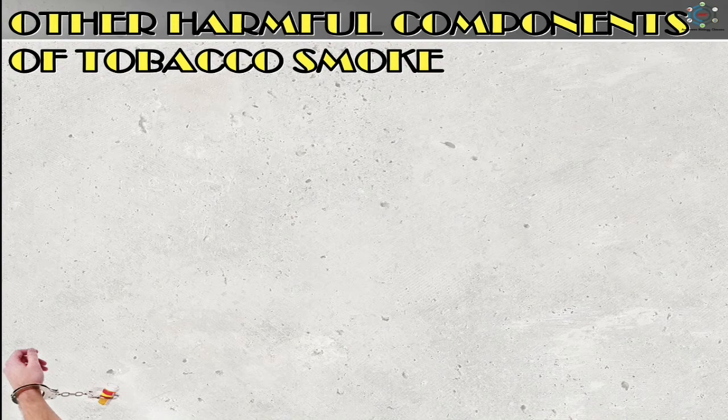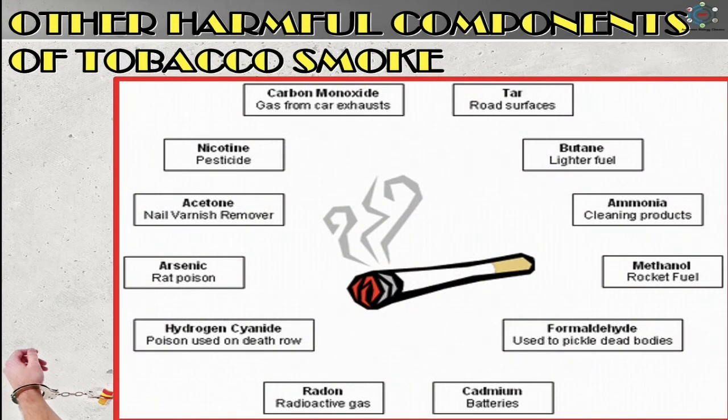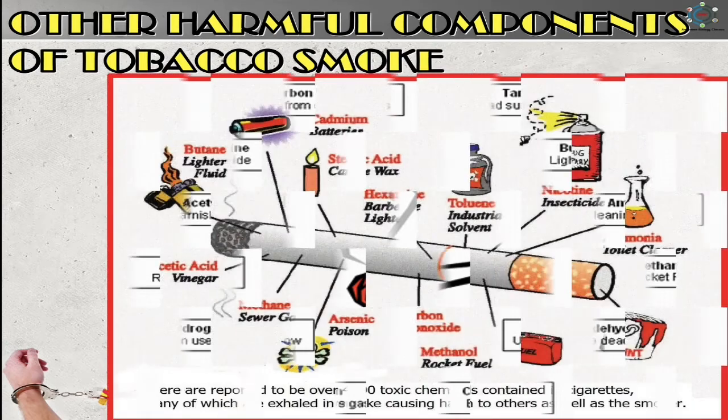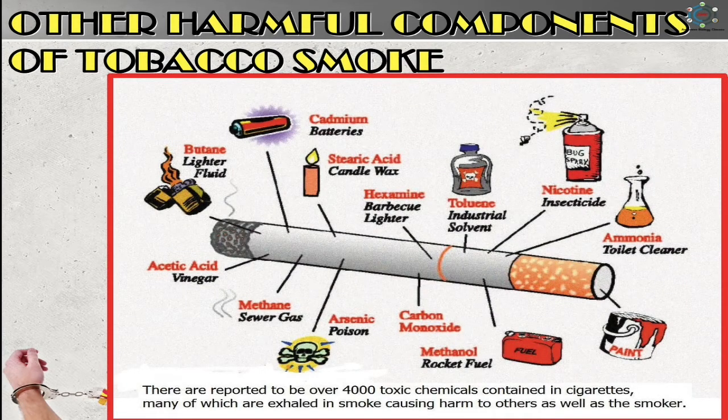So, what are the other harmful substances? Here you can see in the picture, besides the poisonous nicotine, the tobacco smoke contains carbon monoxide, polycyclic aromatic hydrocarbons, and tar. There are many harmful components like carbon monoxide, tar, butane, ammonia, methanol, formaldehyde, cadmium, radon, hydrogen cyanide, arsenic, acetone, and nicotine. Over 4,000 toxic chemicals are reported to be contained in cigarettes, many of which are exhaled in smoke, causing harm to others as well as the smokers.